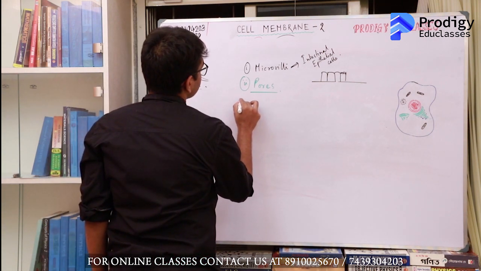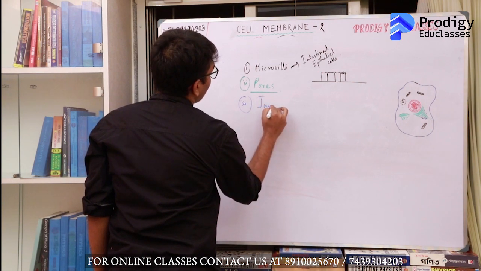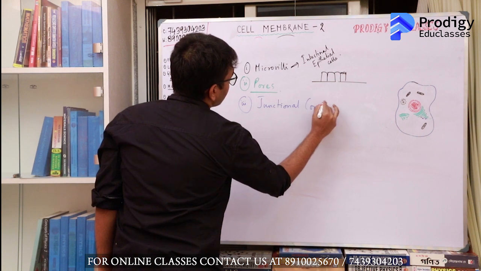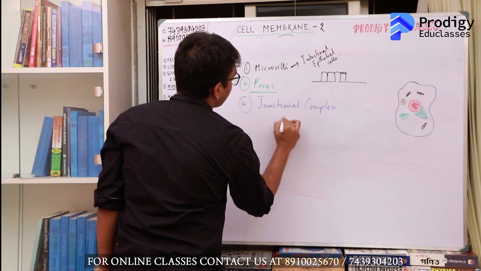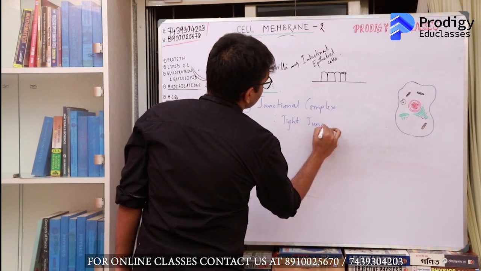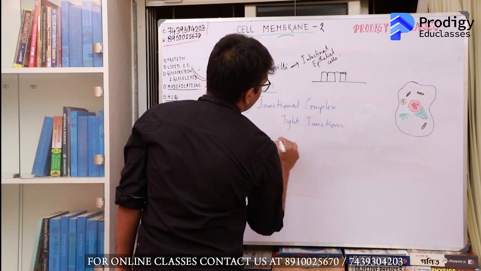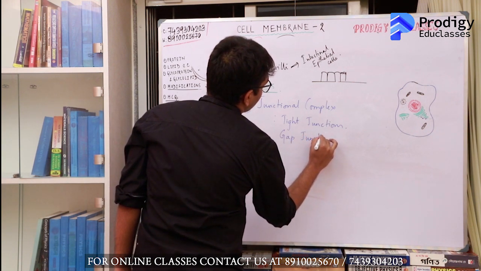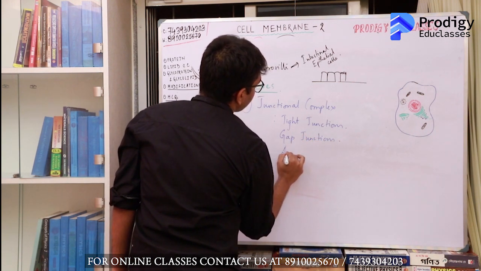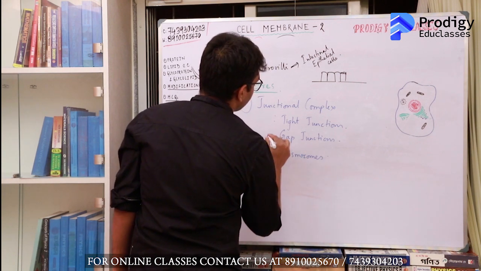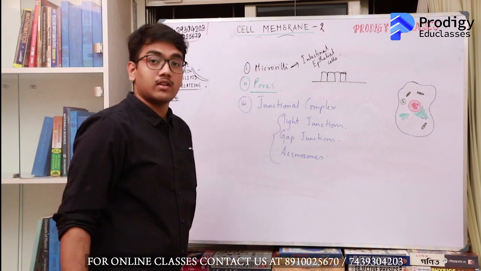Next you have junctional complexes. What are junctional complexes? Junctional complexes are formed of tight junctions, gap junctions, and desmosomes. Okay, these are formed of tight junctions, gap junctions, and desmosomes.